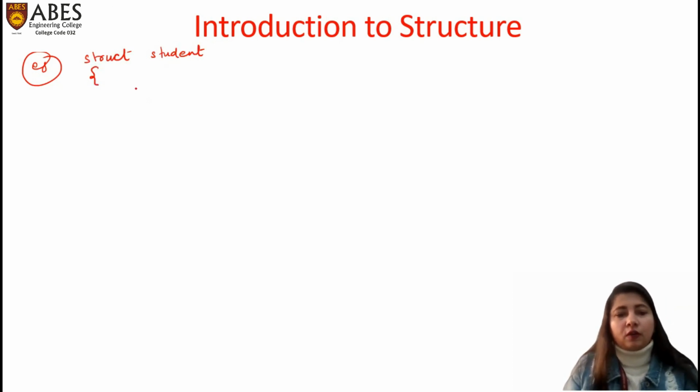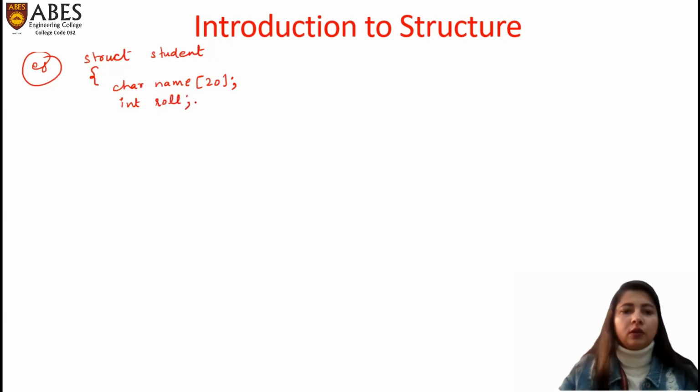Then the information that I want to store will be the members of this particular structure. First, I want to store the name. So char name, and let's take the size as 20. Then int roll.